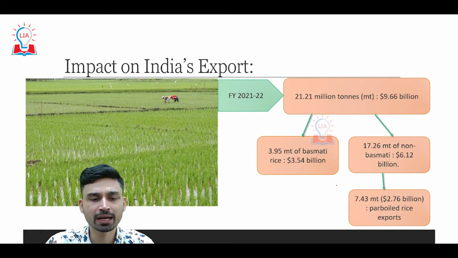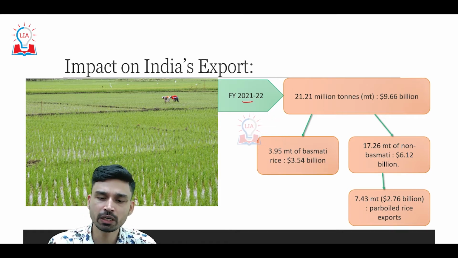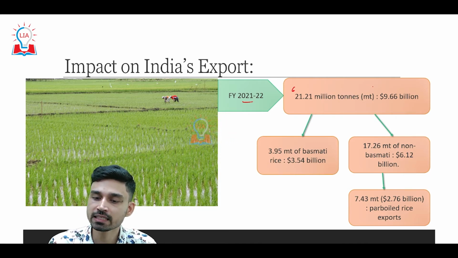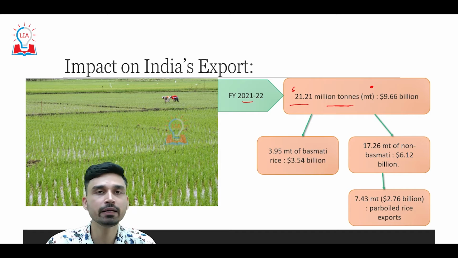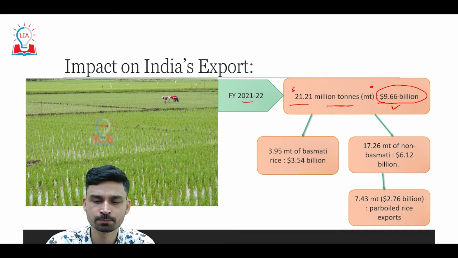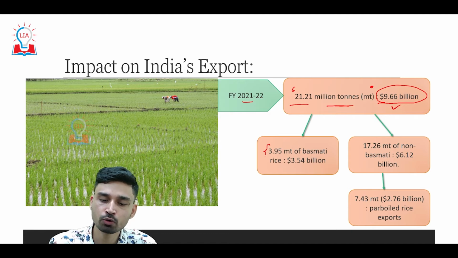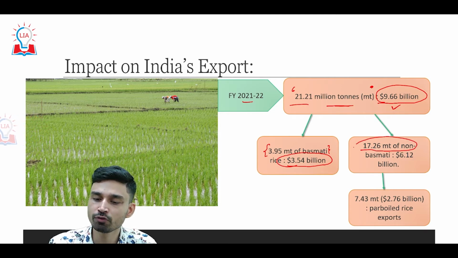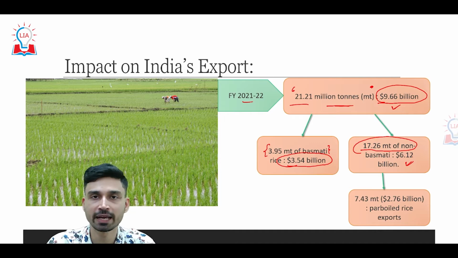So what can be the impact of this ban on India's exports? Let's try to understand this from the data available to us from the last fiscal year, 2021-22. As per the data, India exported almost 21.21 million tons of rice, with a total value of about $9.6 billion, so roughly around $10 billion. Out of this, around 3.95 million tons of basmati rice with a total value of $3.54 billion was exported, and 17.26 million tons of non-basmati rice valued at $6.12 billion was exported.